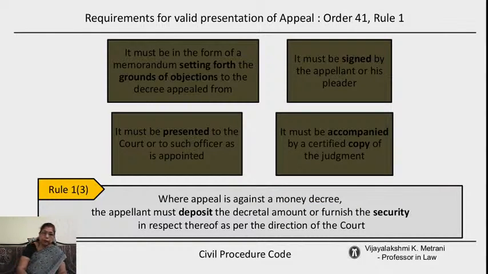Then where the appeal is against a money decree, suppose the decree is for money and you have to pay the money to the person who has, the decree holder.